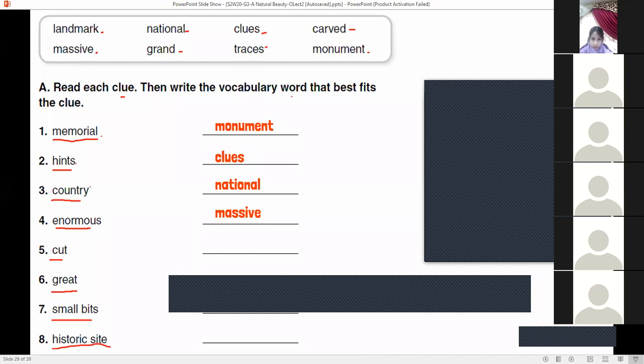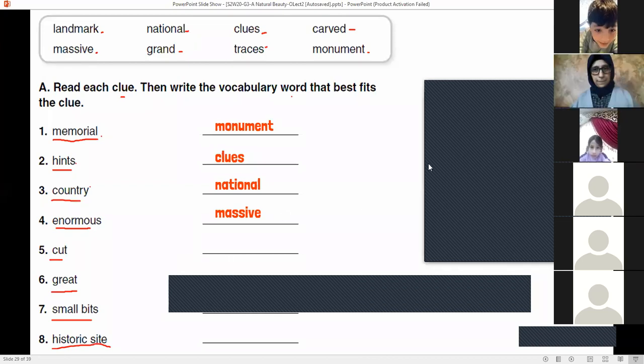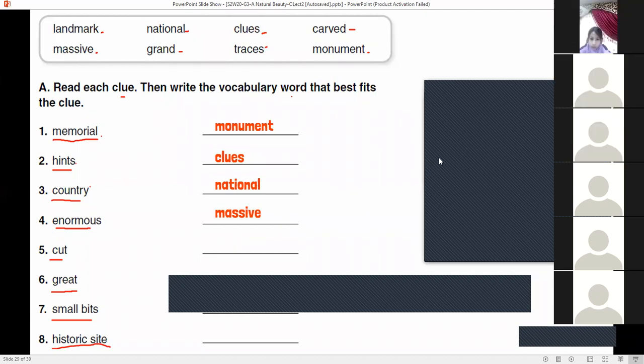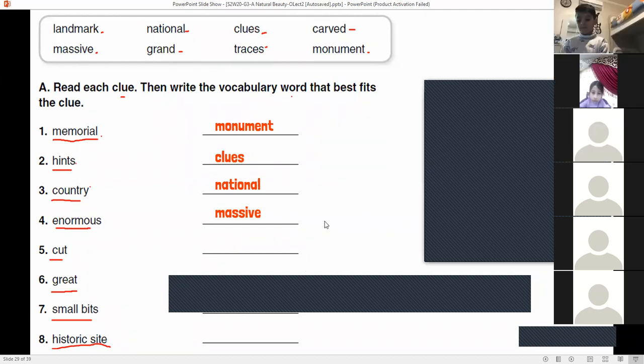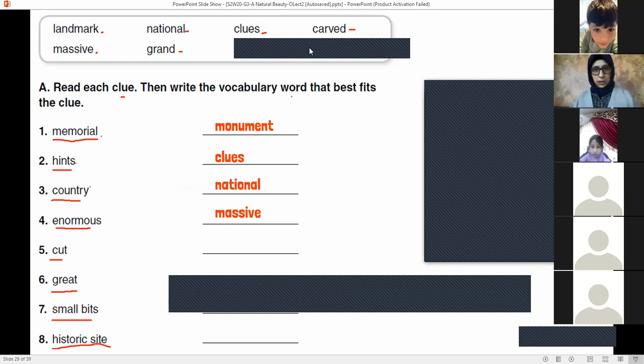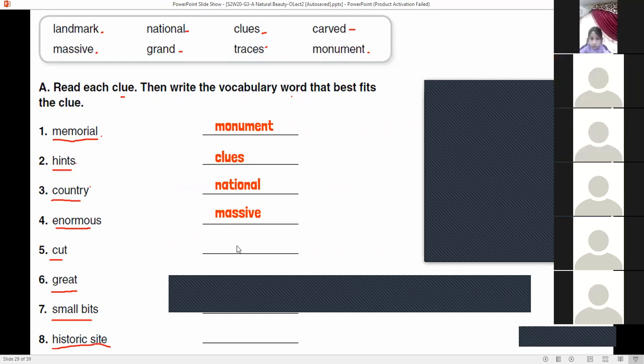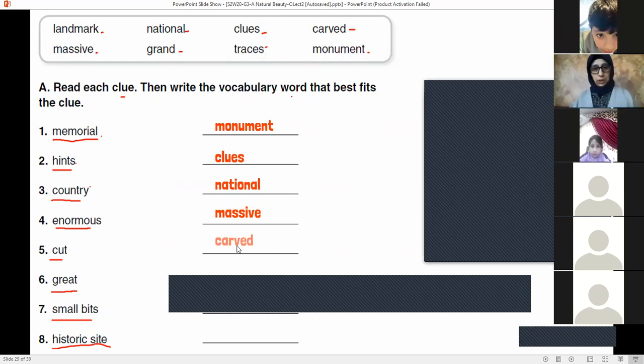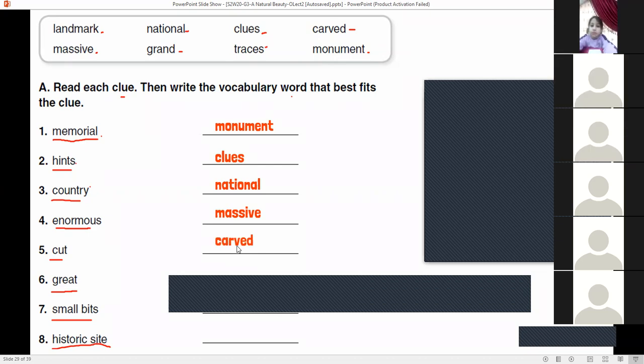Yalla, number 5, please. Teacher, what is number 5? What does it mean? Carved. Bravo, Hadi. Teacher, you said I'm going to do it now. Yalla, Ali. You came. Yalla, do number 6, please.